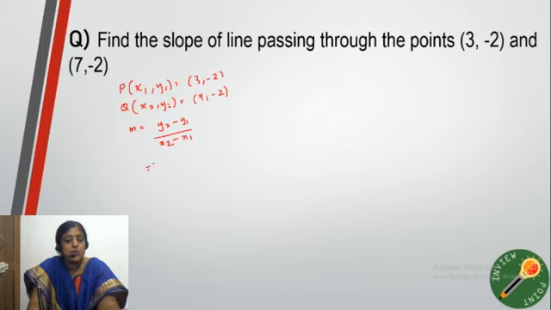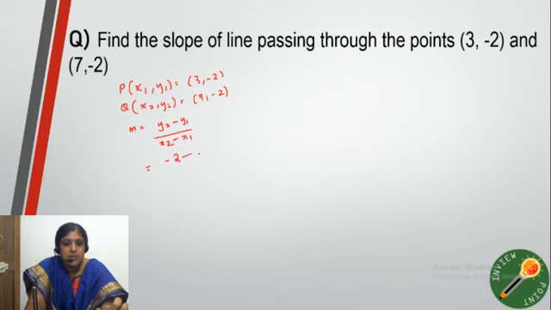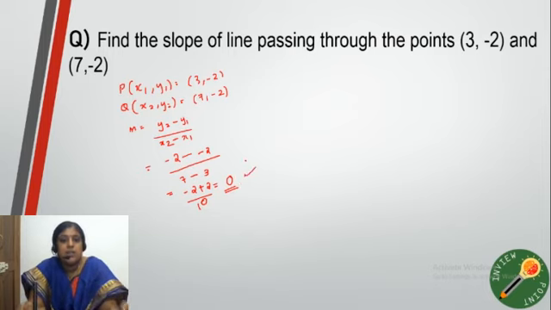Right. So substitute the values for y2, y1, x2 and x1. What will you get? m is equal to y2, which is minus 2, minus y1, which is minus 2, right? Divided by x2, which is 7, minus x1, which is 3, right? So that is minus 2, minus of minus 2 will become minus 2 plus 2, by 10. So the slope of the line is 0. Is it clear, students? So here the slope of the line will be 0.